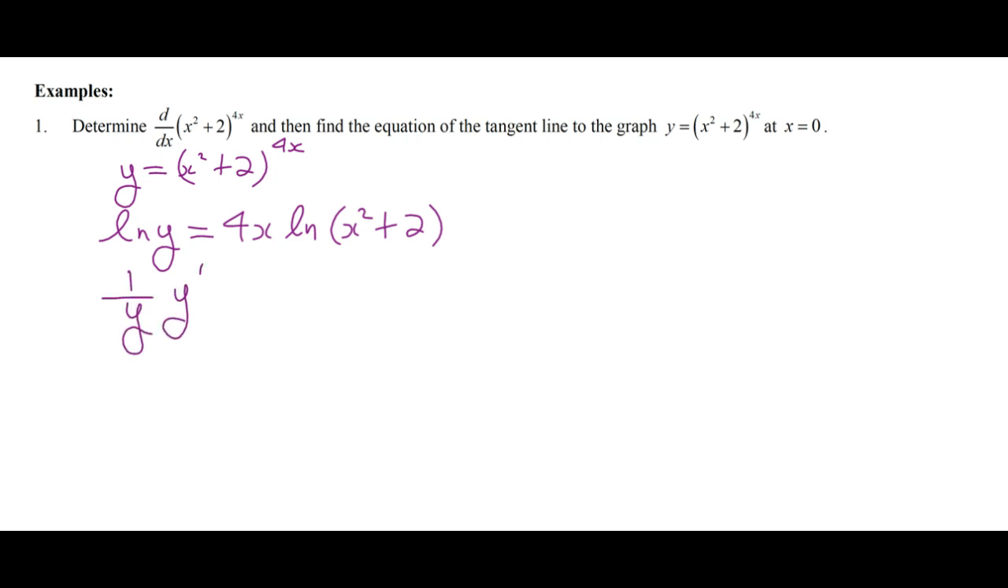1 over y, y prime. What's this? It's a product, so we have to use product rule. And then there's an inside thing, so we're also going to be using a bit of chain rule there. So do the derivative. Oh, wait. I think there's more.